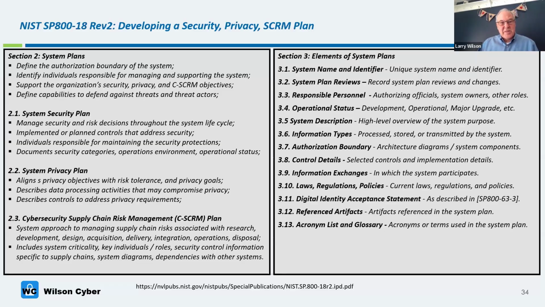We're going to focus again on the system security plan because that's kind of what we're looking at for AI security. On the right, we have section 3, system name and identifier, plan reviewers, responsible personnel, operational status, description, information types, authorization boundaries. We have to have architecture diagrams. We have to have data flow diagrams. We have to understand what we're actually trying to protect. We have to have the control details. Which controls are we going to implement? Information exchanges, which systems participate inside the scope of the assessment, the laws, the regulations, the policies, the digital identity acceptance, reference to acronyms.